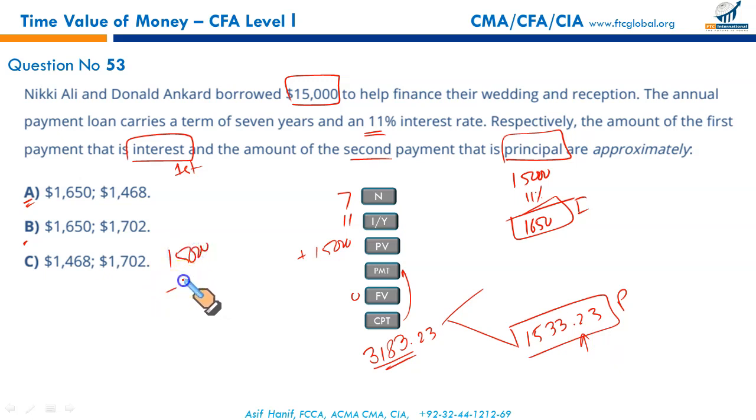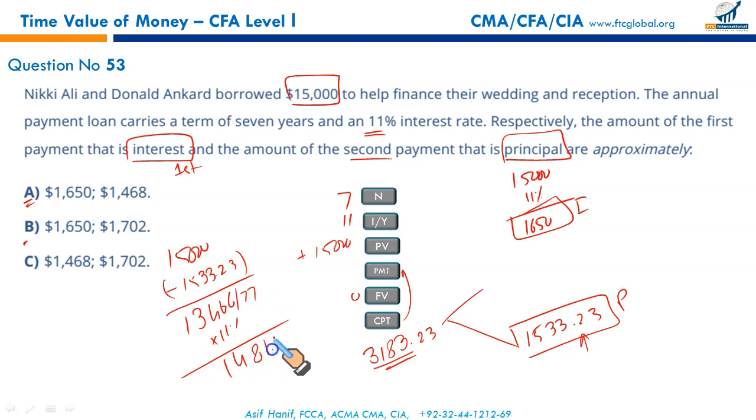So $15,000 less 1533.23 represents the principal payment in our previous year. The balance of principal is 13,466.77. This is the principal on which interest would be charged at the rate of 11%. 13,466.77 times 11% gives you 1481.34. Remember, this is the interest on your next payment.